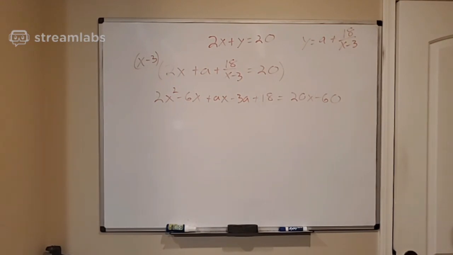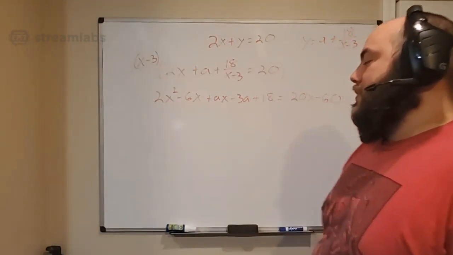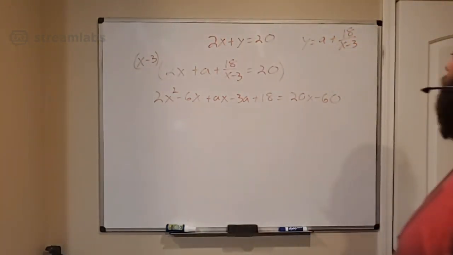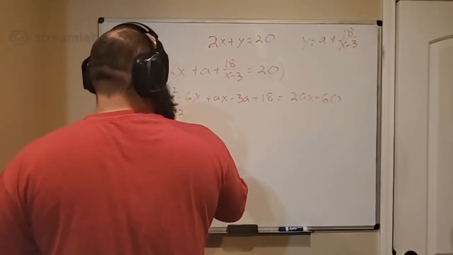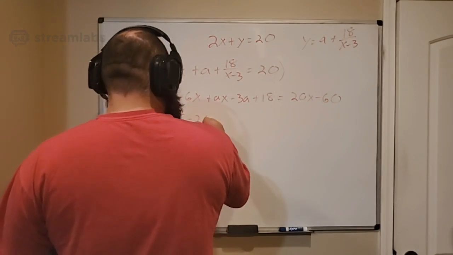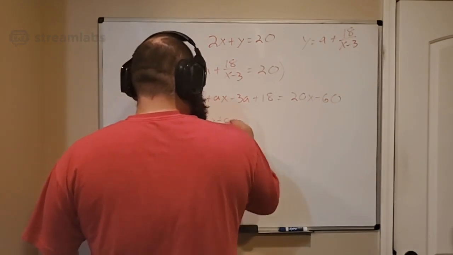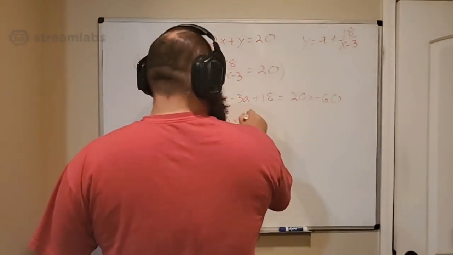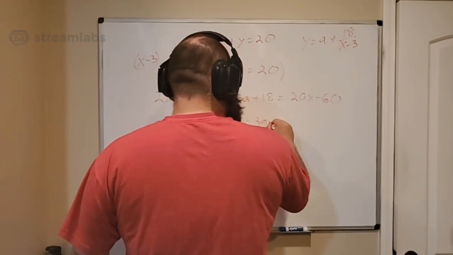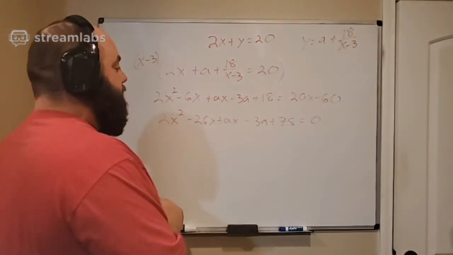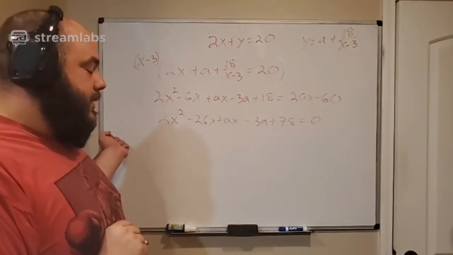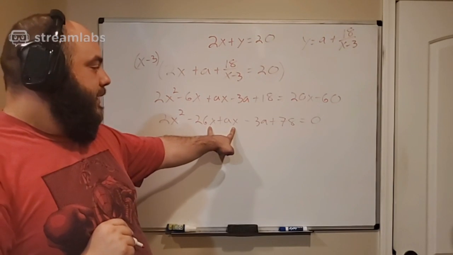At this point, we should realize that we have a quadratic. That gives me the hint that that's where I'm using the discriminant. So I'm going to move everything over, get it equal to 0, because that's pretty much the only way to solve a quadratic. Minus 26x plus ax minus 3a plus 78 equals 0. Now this is where you got to be careful with using your discriminant on this one. I have 2 x variables, so we have to group them together properly.